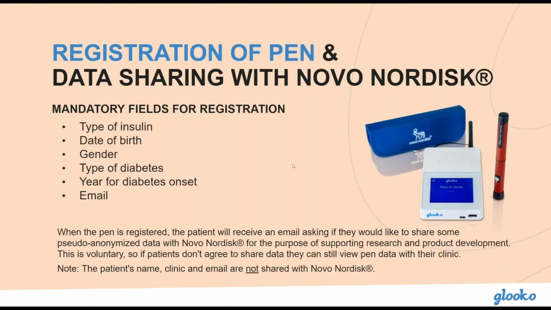Now, once that data is within the platform, we're then going to want to register it to a specific patient. To do this, there are several mandatory fields that are required. For instance, the type of insulin, the date of birth and the gender of the patient, their type of diabetes and the year of onset, as well as their email.